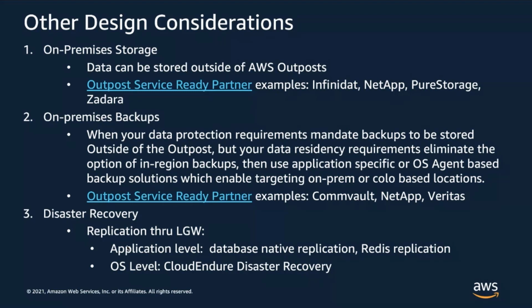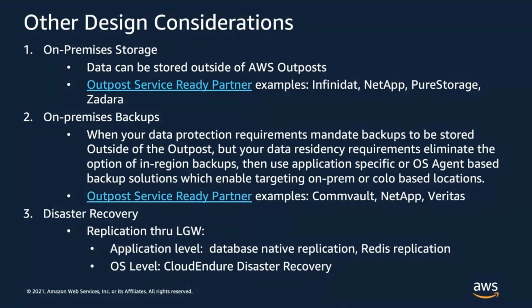With on-premises backups, you may have requirements where you don't want to store your backups on the Outpost device itself, although you can. But if you need to store them outside the Outpost, and your data residency requirements eliminate you from being able to store your backups in the region, then you need a solution for your backups. You can use any application-specific mechanisms you have, such as dump files, or you can use OS agents that copy the data. And we have Service Ready partners for this too, including Commvault, NetApp, and Veritas, that have all verified that their products work with Outposts.